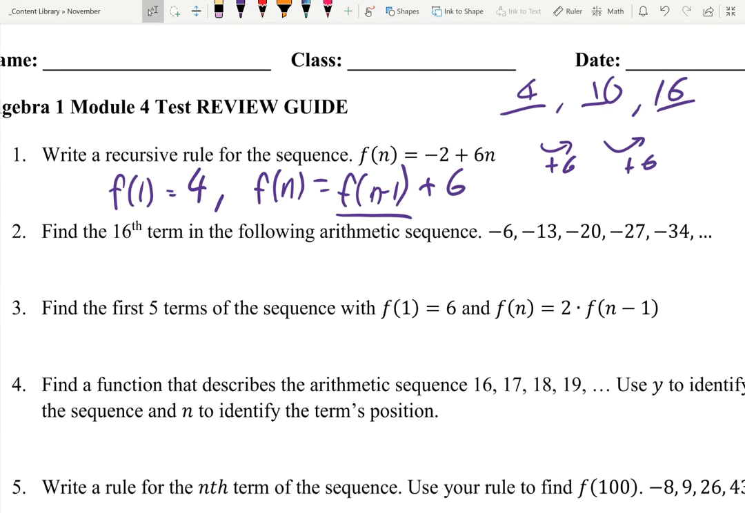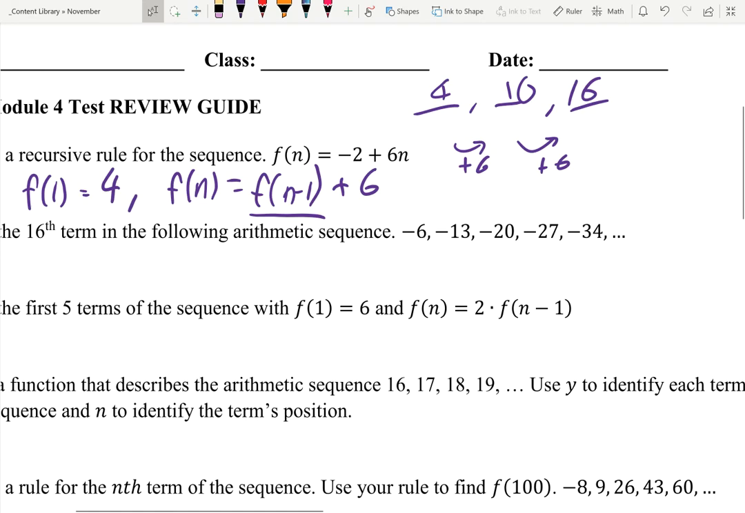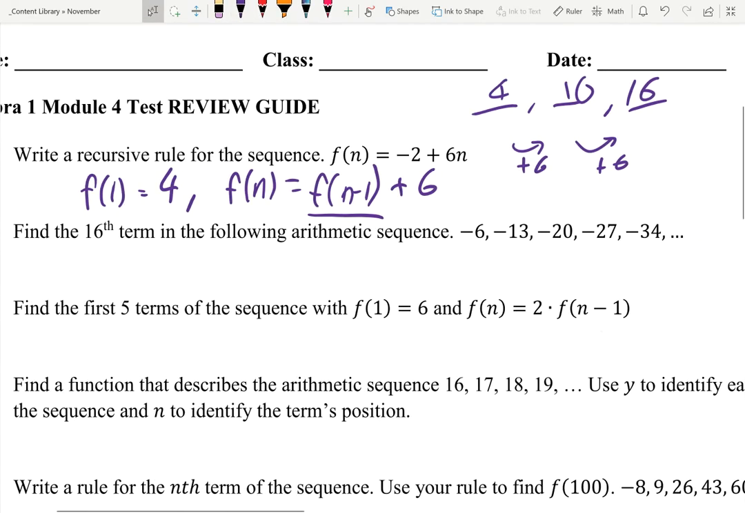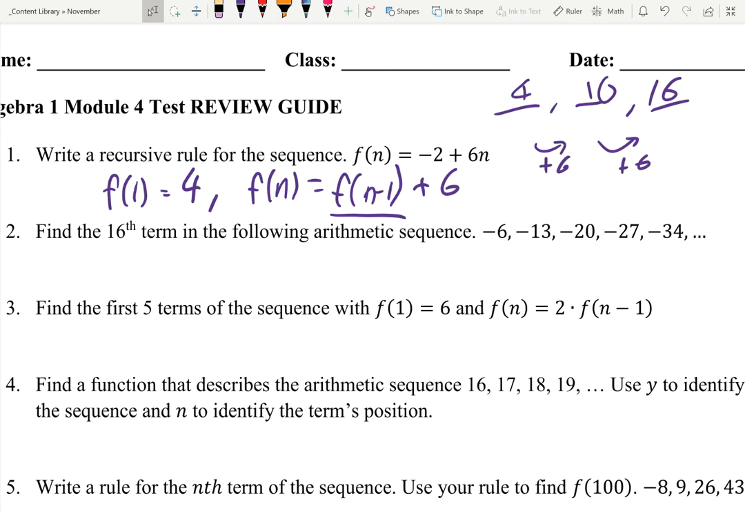All right, number 2, find the 16th term in the following arithmetic sequence. In order to do that, what we're going to do is write an explicit rule for this. It doesn't say write an explicit rule, but we kind of need to in order to find the 16th term. The other option is just to go out and do this all the way up to 16. So when in doubt, you can always just continue the pattern until you get to the 16th number. But a faster way would be to write the rule. So the explicit rule is f of n equals f of 1 plus d times n minus 1.